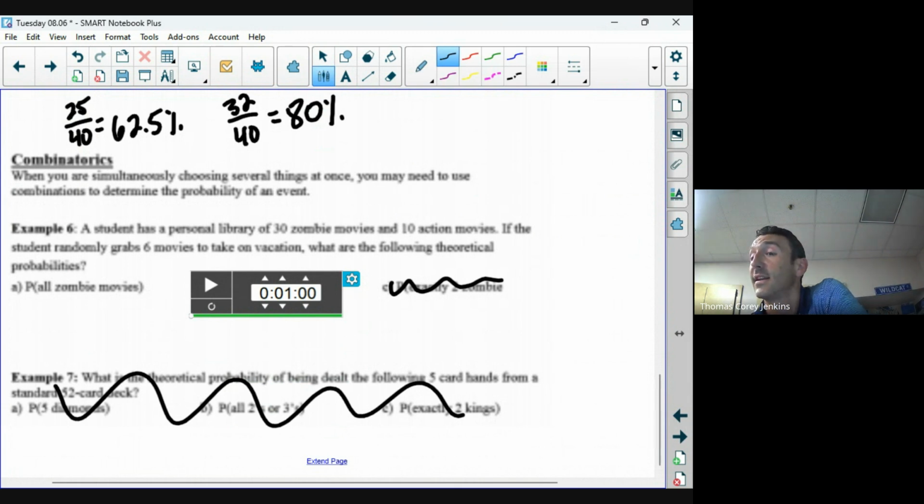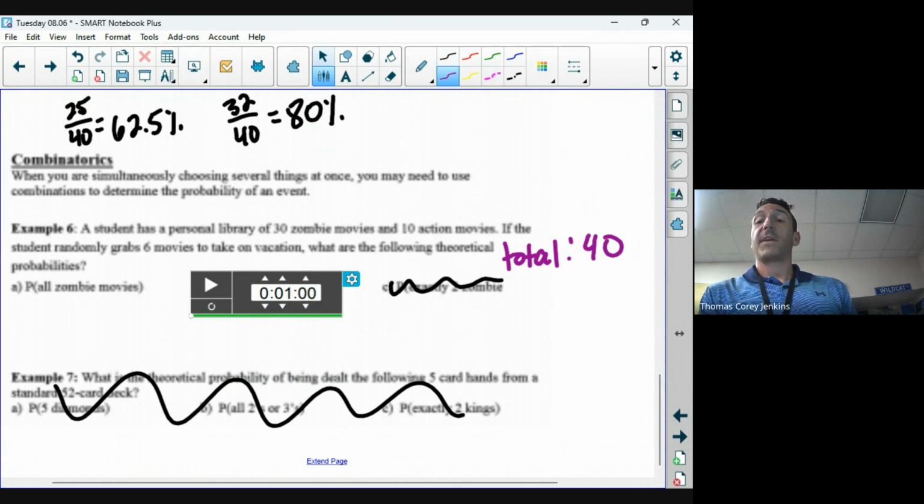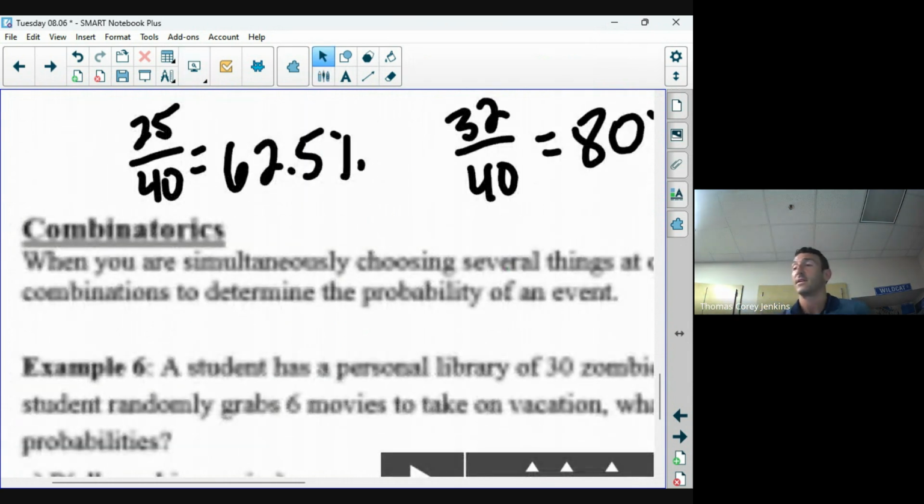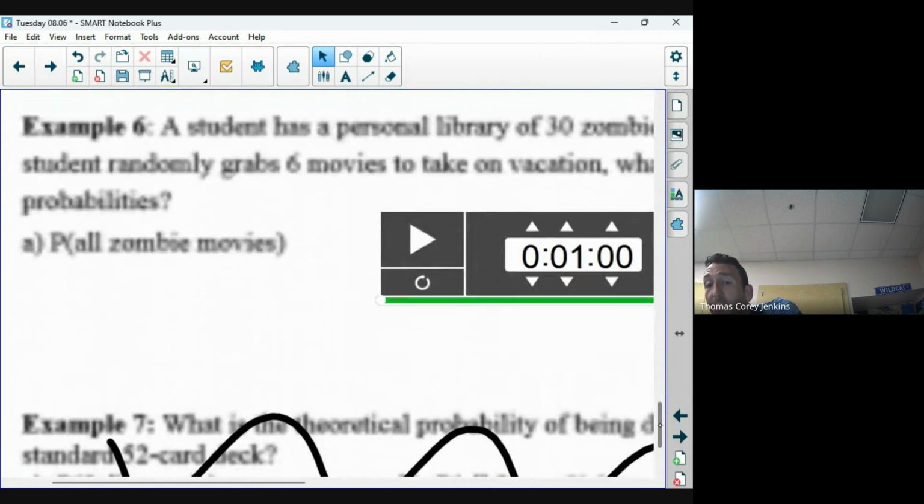First of all, we need to know there are 40 in our sample space. So our total is 40. Usually we're just picking one. That's why this one's quite a bit tougher. So here is what we would do on this one.